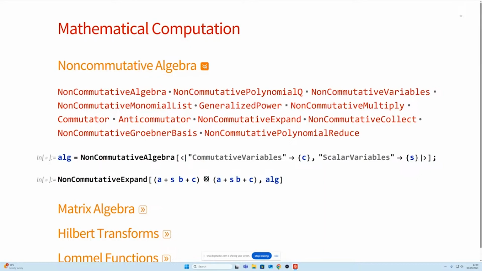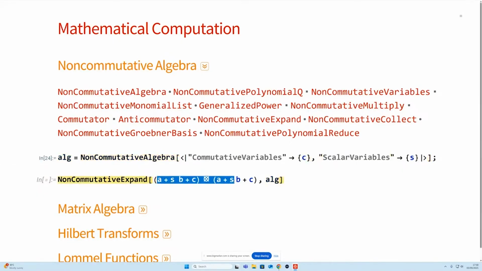And we can treat that very generically and say just everything is non-commutative. But in this case, I'm doing a slightly more interesting algebra. I'm setting up an algebra where everything is non-commutative except for the symbol C, which does commute with other variables, and S, which is a scalar. Every other symbol is going to be treated as non-commutative.